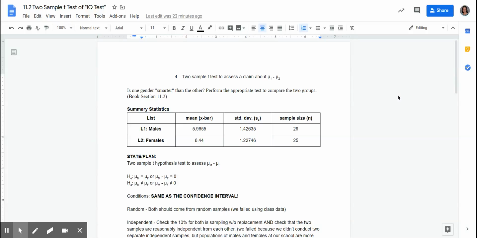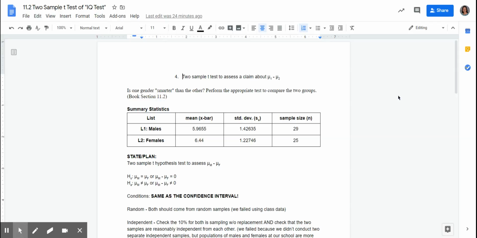Hi, so this is our video for our last procedure dealing with proportions, means, confidence intervals, and tests. This is a two-sample t-test to assess a claim about a difference in two means, mu sub 1 minus mu sub 2. The question we had from our IQ test is: is one gender smarter than the other? So comparing our two groups again, I still have list 1 as my males and list 2 as my females.